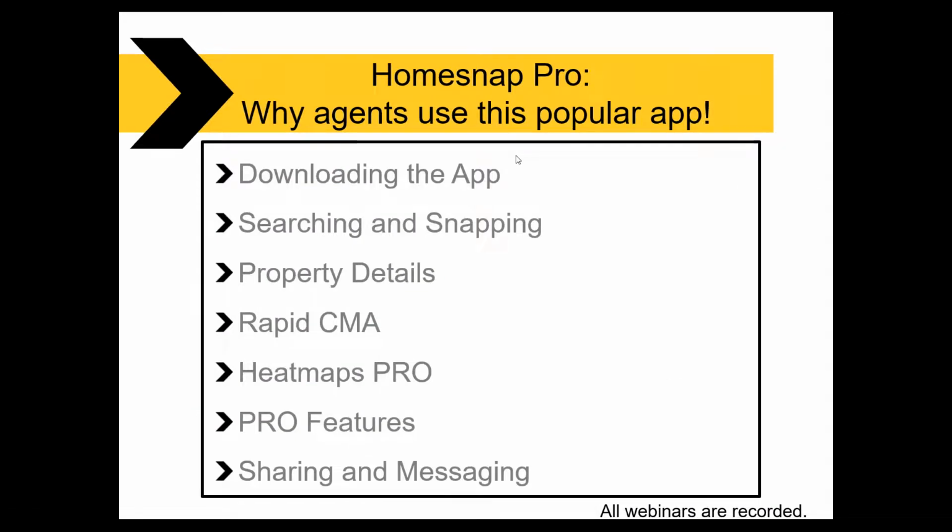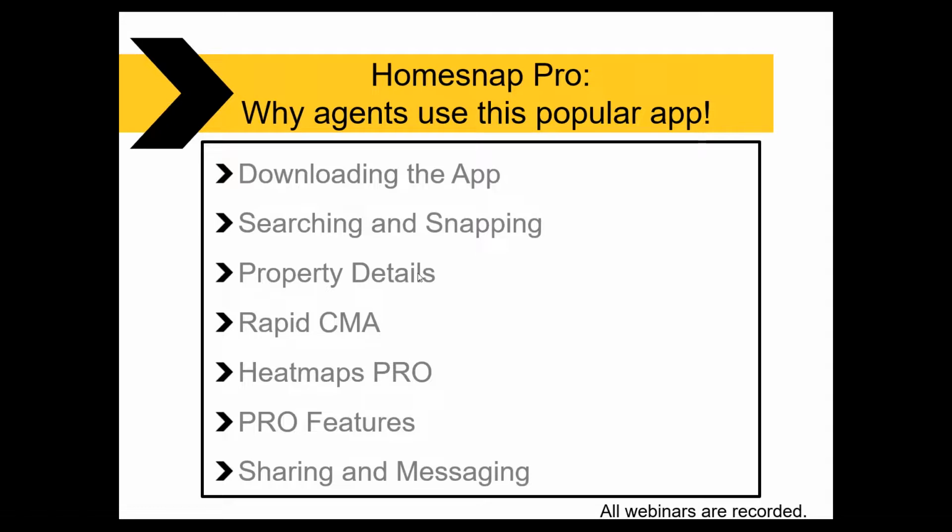All right, so the next thing that we will be talking about in the application is searching and snapping, how to find the properties. The snapping feature is how you can take a picture to pull up the property details. It's super cool. You have your property details. When you find a property, what information do you get to see?